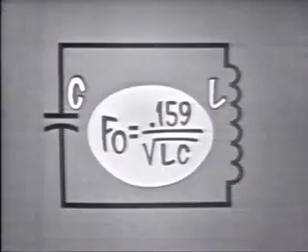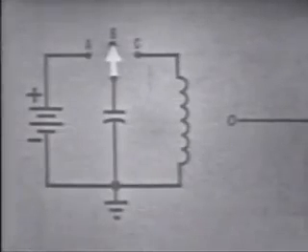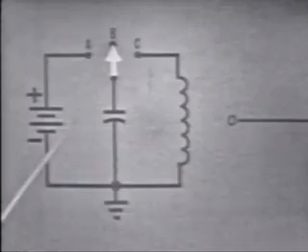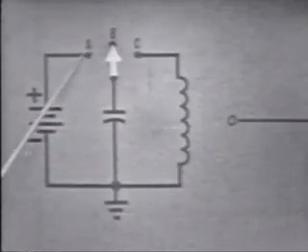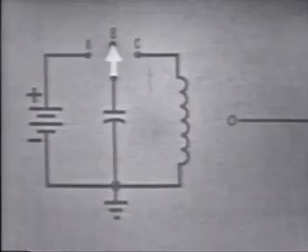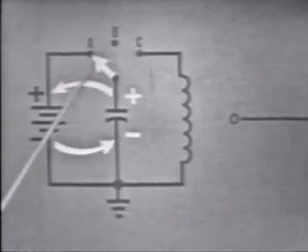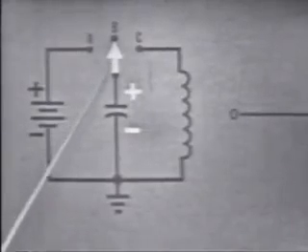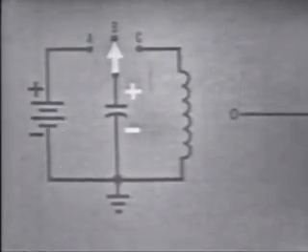Now, to be sure you understand how this circuit will oscillate, let's follow the action step by step. First, we'll need a power supply to provide the initial energy, in this case a battery. This switch will allow the capacitor to be connected to the battery or to the coil. If we flip the switch to A, the capacitor charges to the battery voltage. Move the switch to B, and the capacitor is disconnected from the power supply, though it is still fully charged.